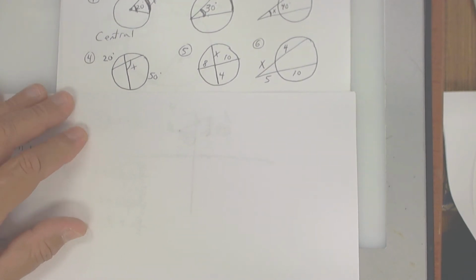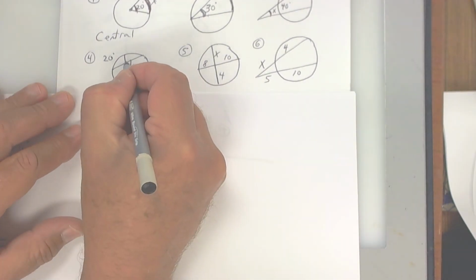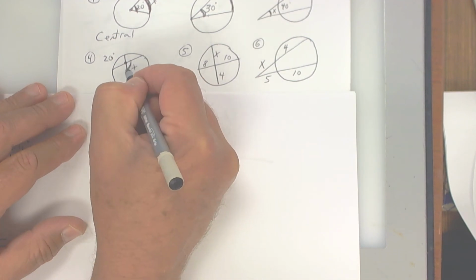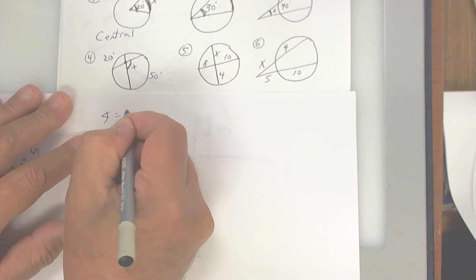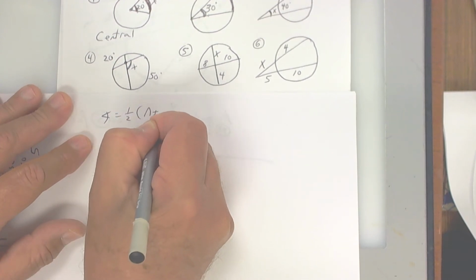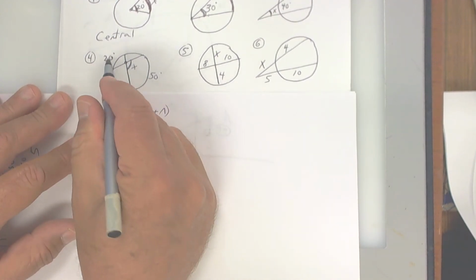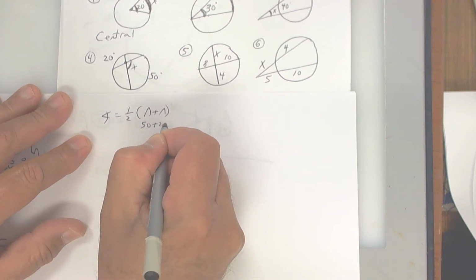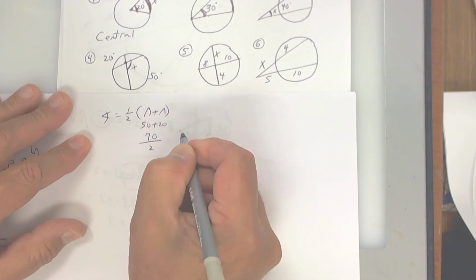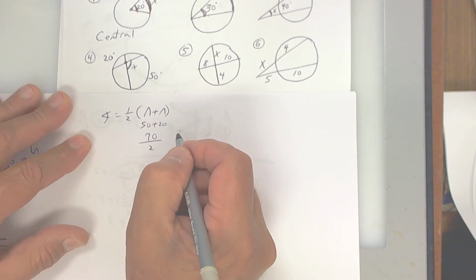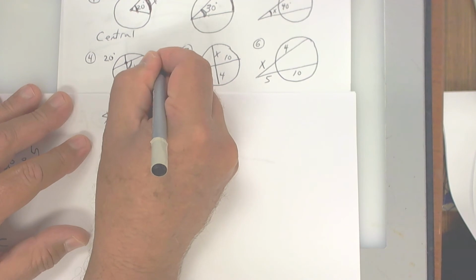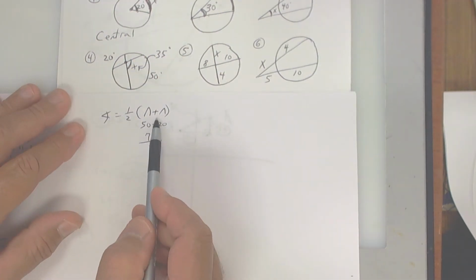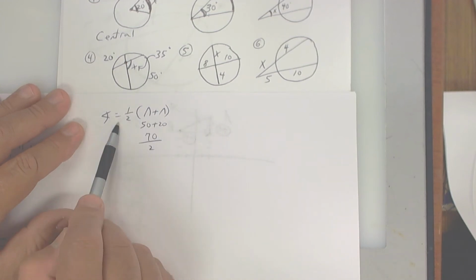Look at this one. This one, the vertex is not the center of the circle, but it's inside the circle. So the angle is half of the sum. You're going to add up the big arc and the little arc. So that's going to be 50 plus 20, which gives you 70, and then half of that is 35. So x, in this case, is 35 degrees. Okay? Some of them you have to work backwards. They give you the angle and you have to work backwards.